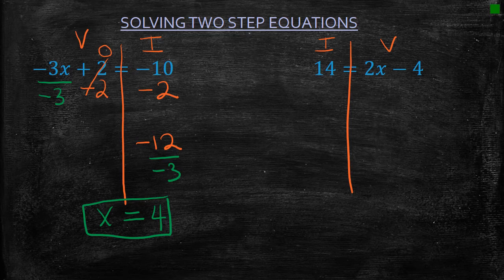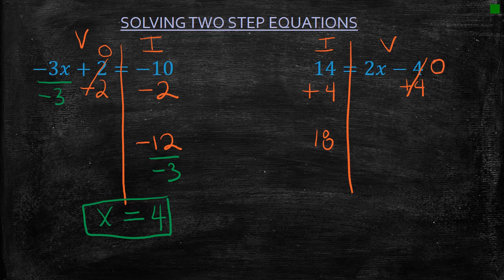To get rid of a negative 4, we're going to add 4. And if I add 4 on one side, I have to add 4 to the other. And then we have 14 plus 4, which gives us 18. And negative 4 and positive 4 make 0.